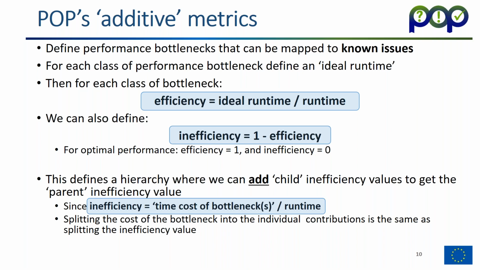This can be used to define a hierarchy where we can add the child inefficiency values to get the parent inefficiency value. It's fairly easy to see this because the inefficiency value is essentially the time cost of the bottlenecks that we're considering divided by the runtime. So if we split the time cost of bottlenecks into individual contributions, we're essentially splitting the inefficiency value.